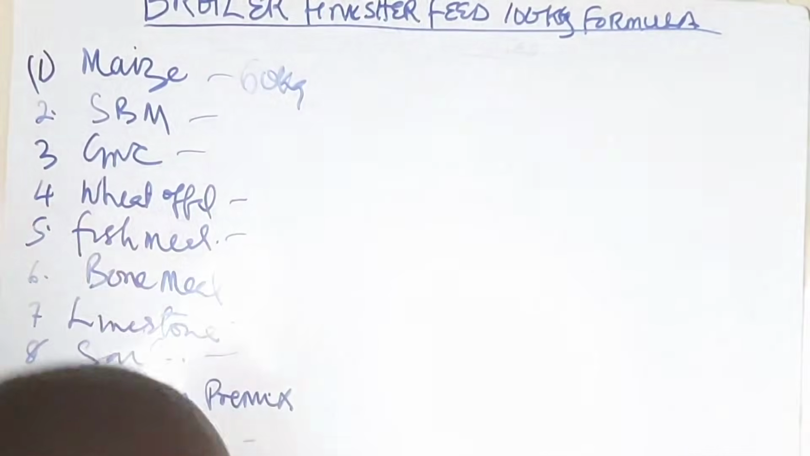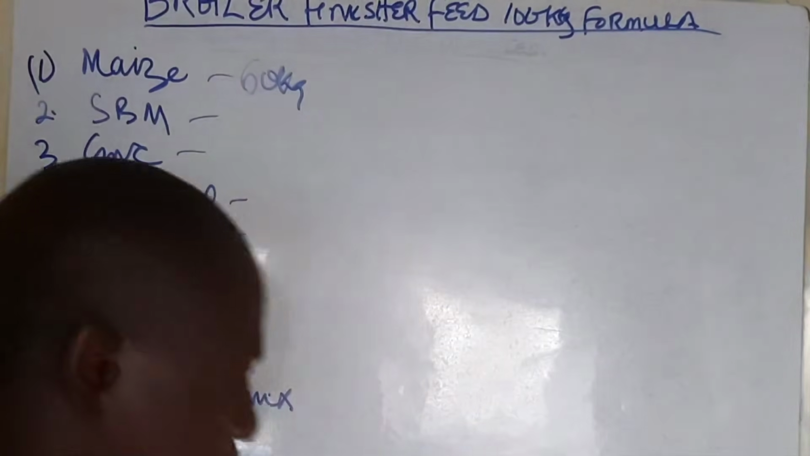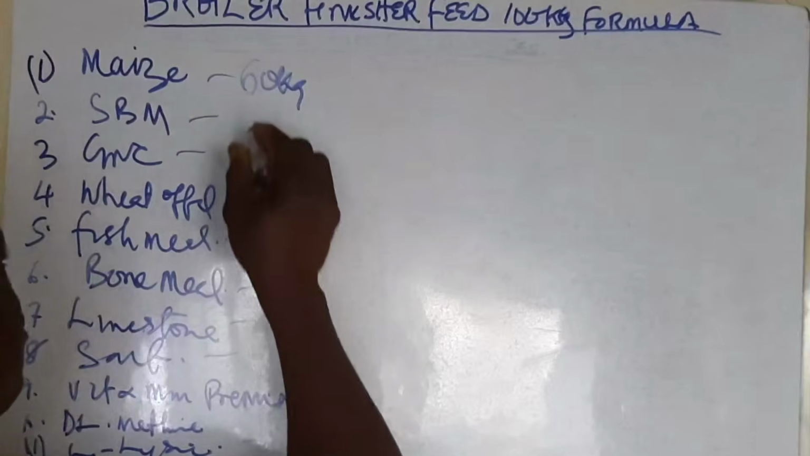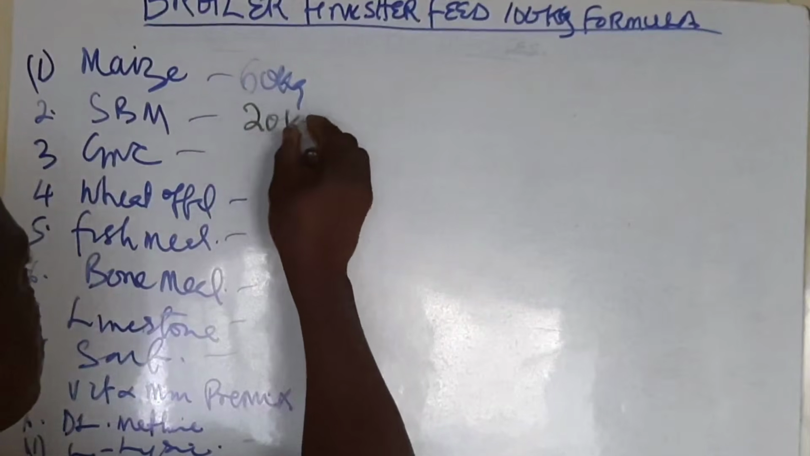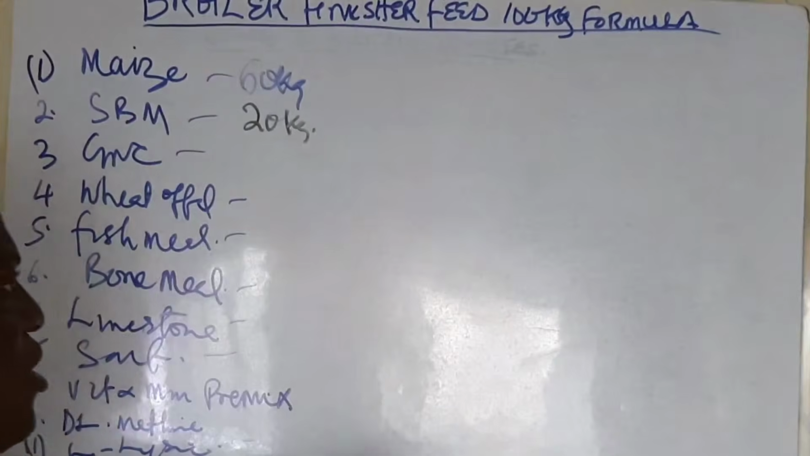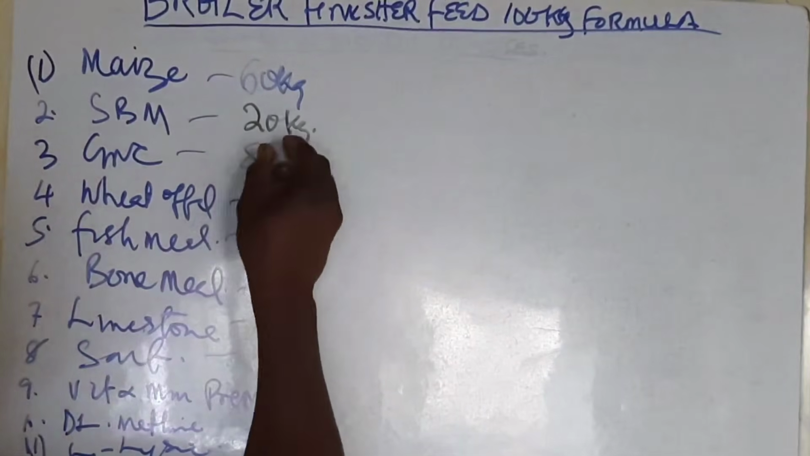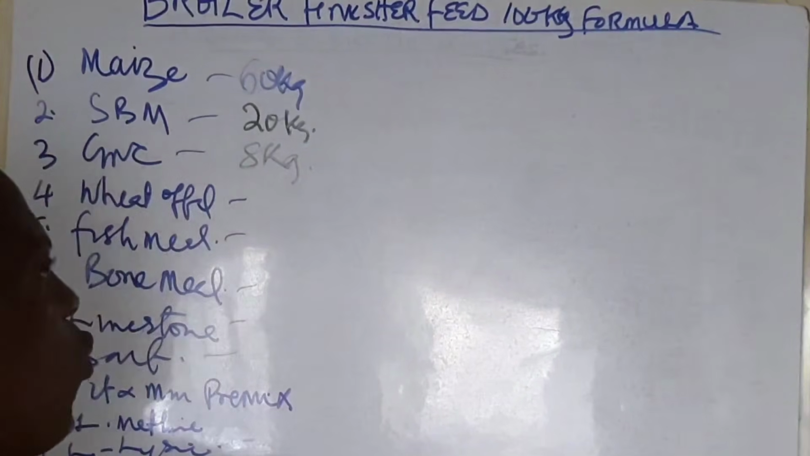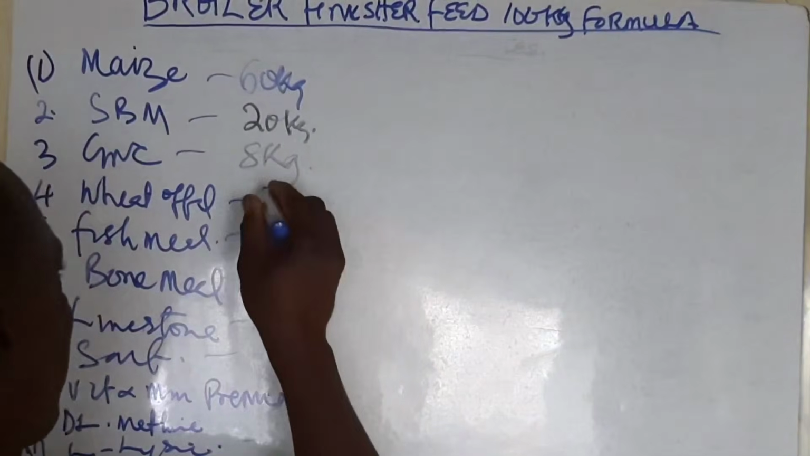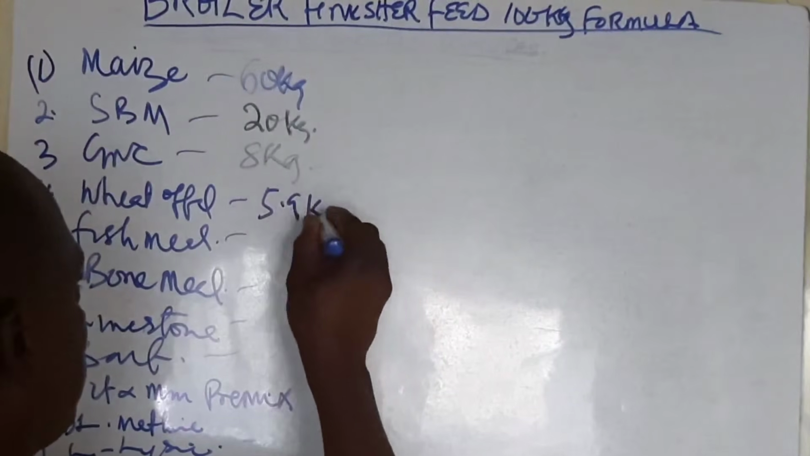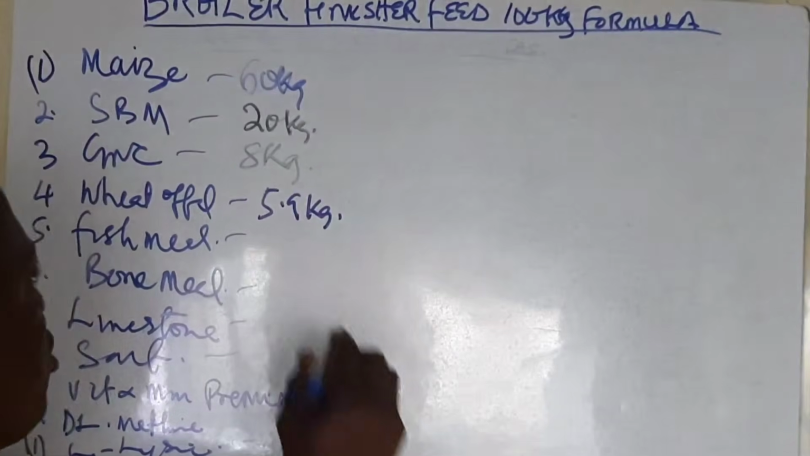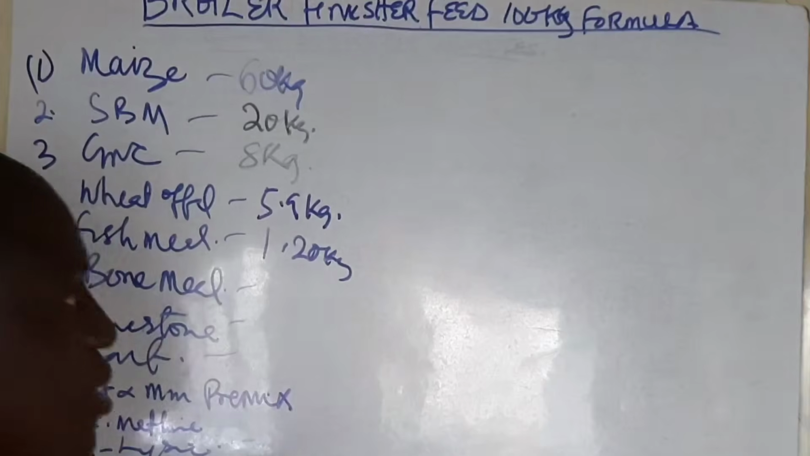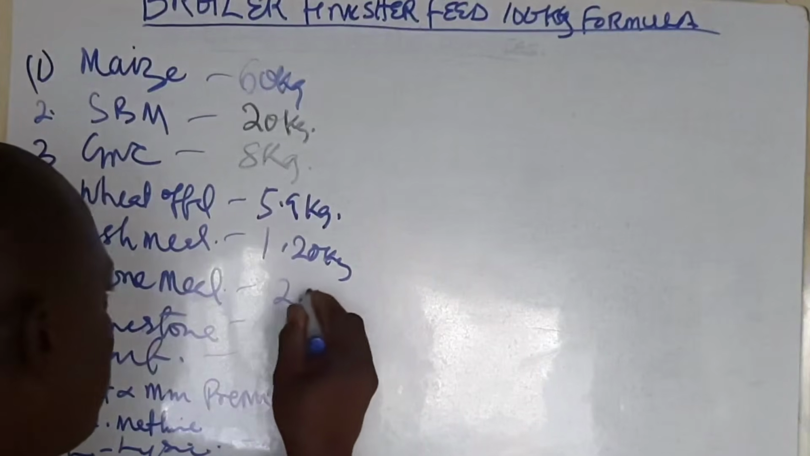Let's make use of 60 kg of corn. Now our soybean, let's use 20 kg. Our GNC, let's use 8 kg. Then our wheat offer, let's use 5.9 kg. Our fish meal, let's use 1.2 kg. Our bone meal, let us use 2.3 kg.